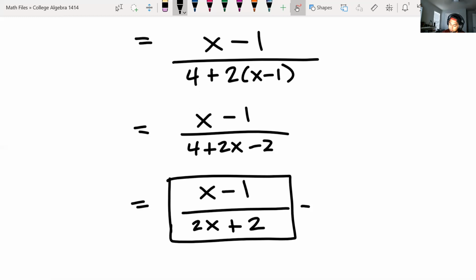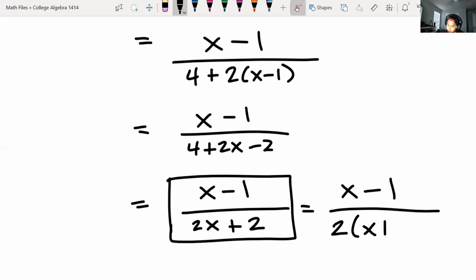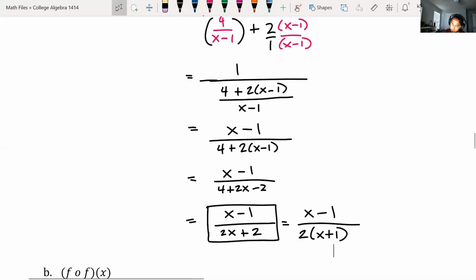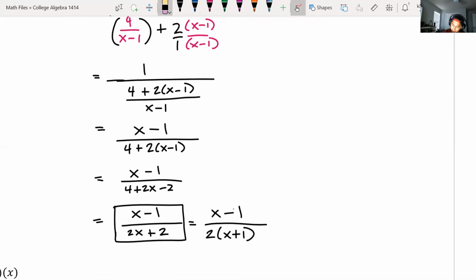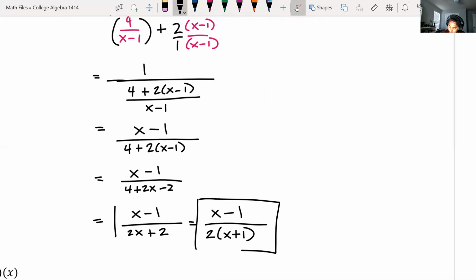Yes, we can factor out as well, just to make sure. This can also be our final answer, x minus 1 over 2 times x plus 1. Yeah, let's make that our final answer. This is fully simplified. Okay, so there's a composition. This is going to be f composed g of x.